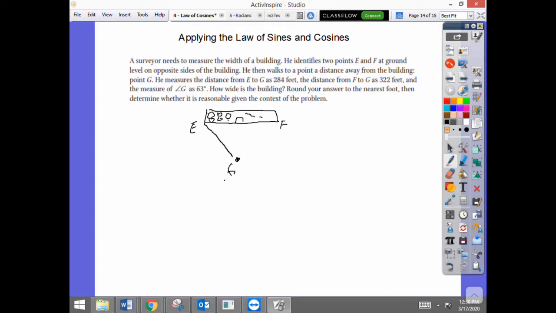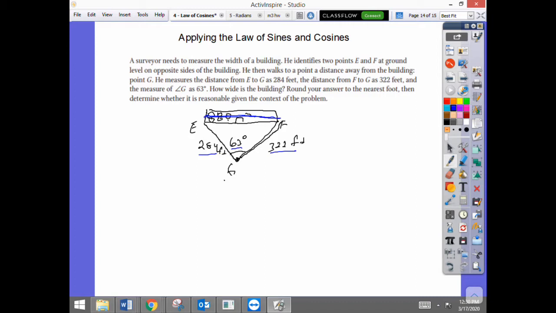He measures this distance right here to be 284, this distance right here to be 322 feet. I should put my units on there. Then this angle right here is 63 degrees. What we want to do now is find how wide this building is. So what we have here is a side, angle, side. If you remember, what uses side, angle, side? Law of cosines. So we need to use the law of cosines to find that length.